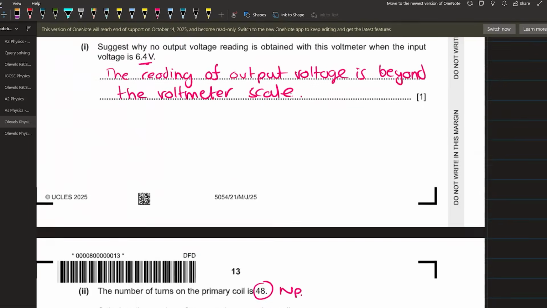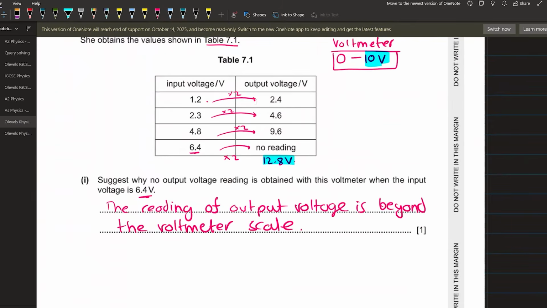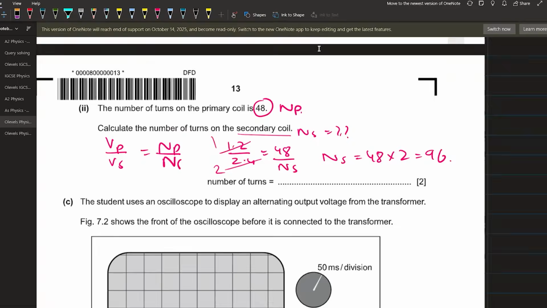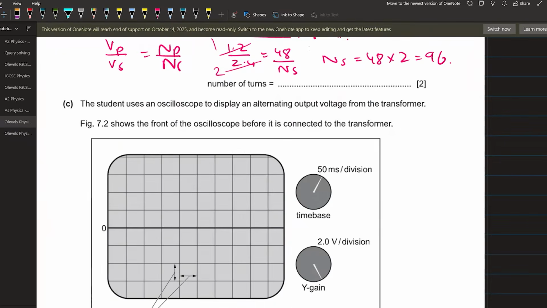Primary voltage is 1.2. Secondary voltage is 2.4. So 1.2 divided by 2.4. The primary number of turns is 48. The secondary number of turns we don't know. Number of secondary turns comes out to be 48 into 2. That comes out to be 96. Simple as that. Moving on.